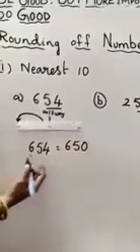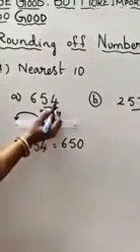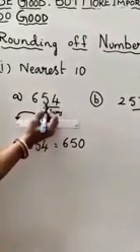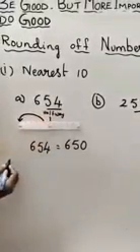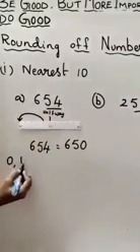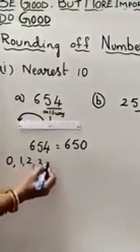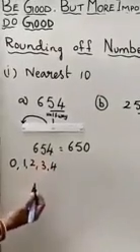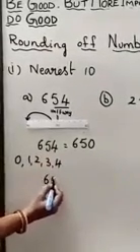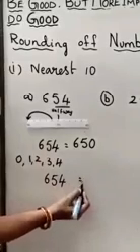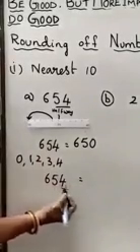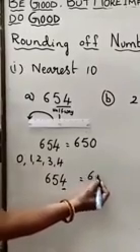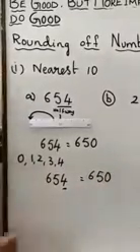There is another method. This is ones and tens. You have to round off the tens. So check the ones value. If your ones value is 0, 1, 2, 3 and 4, you round down. 654, the ones place is 4. Therefore, you have to round off to 650.